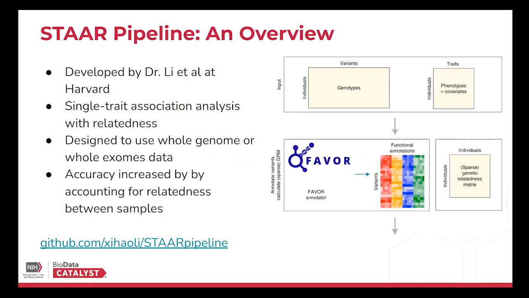STAAR pipeline stands for Single Trait Association Analysis with Relatedness Pipeline. It's a new application designed to analyze whole genome or whole exome data, and it provides a really accurate representation of genetic data by accounting for relatedness within the samples, like some other pipelines do as well. Of course, it's great because it provides great association results and reduces false positives. It's based on an R package.